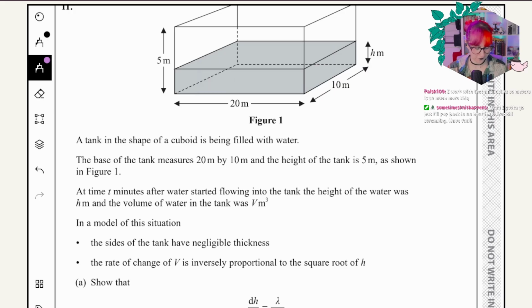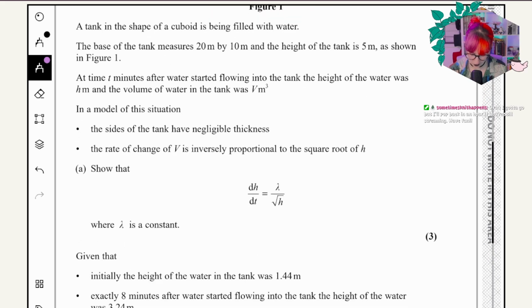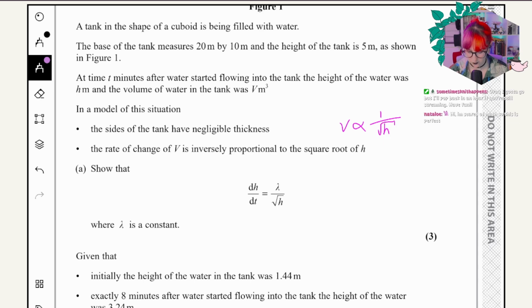This question is actually, I think, a full page, so we'll read through it all and then go for it. But first thing to notice, we've got inverse proportional. So V is inversely proportional, so 1 over the square root of H. So H square rooted. That's what that sentence is giving us.